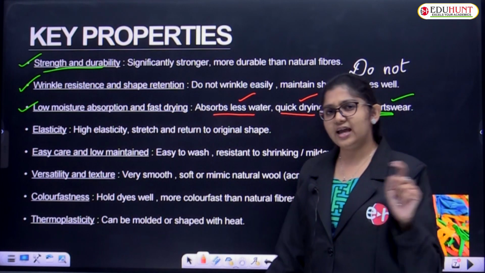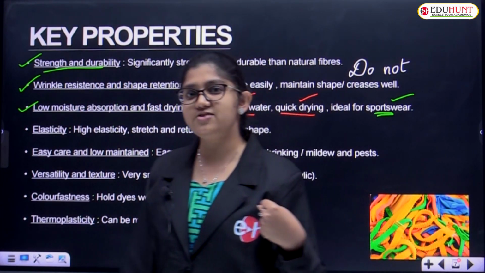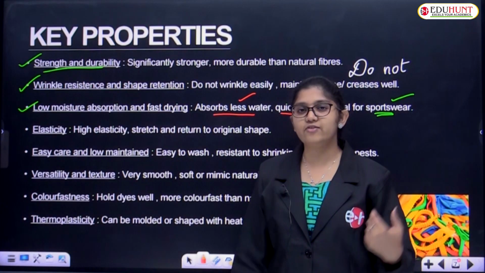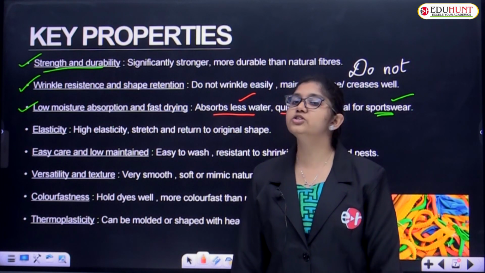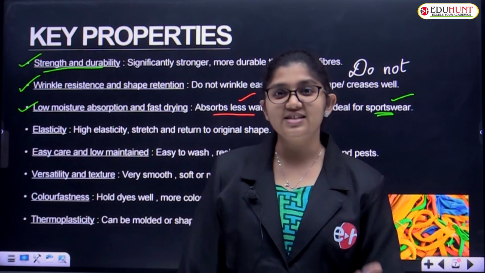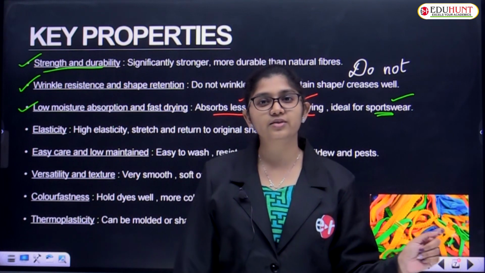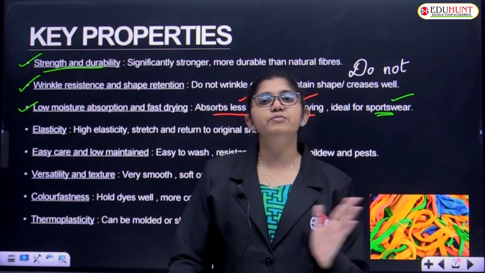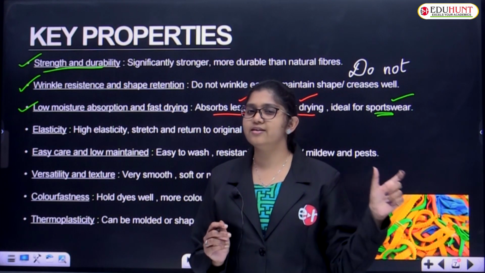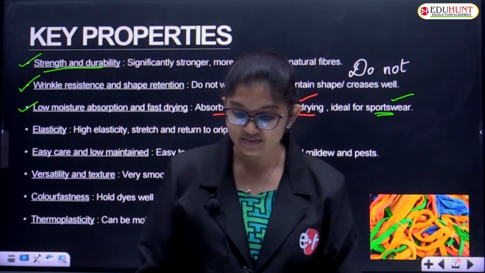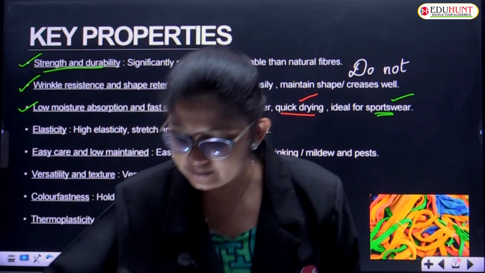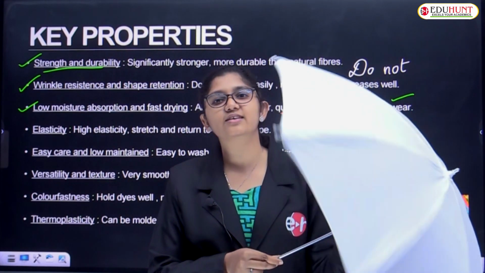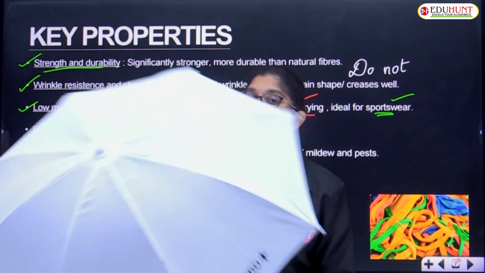And yes, what else? They dry up quickly. Hence, children, do you know why we use umbrellas and raincoats in the rainy season? Why not in summer? Umbrellas are used because they dry up quickly. Yes, because they are made of which fiber? Umbrellas are made of synthetic fibers.